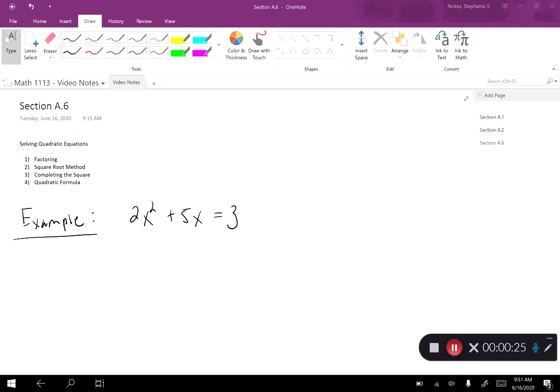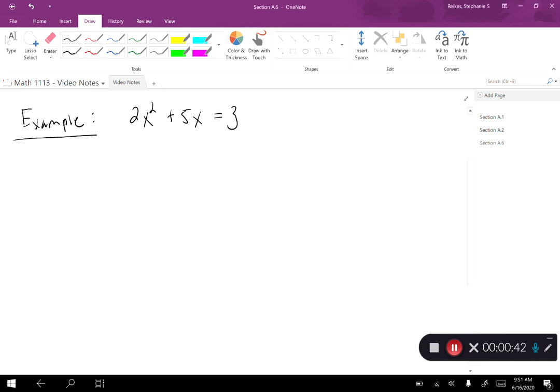So as a quick reminder, to solve a quadratic equation, you have some different techniques. You could use factoring, square root method, completing the square, and quadratic formula. Let's do one quick example on solving a quadratic.